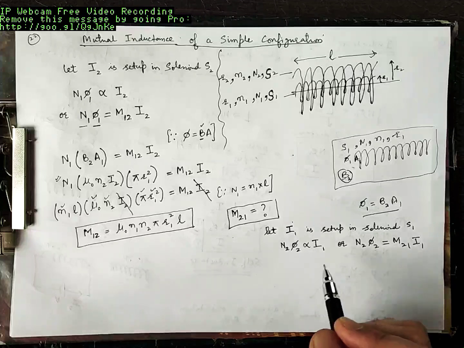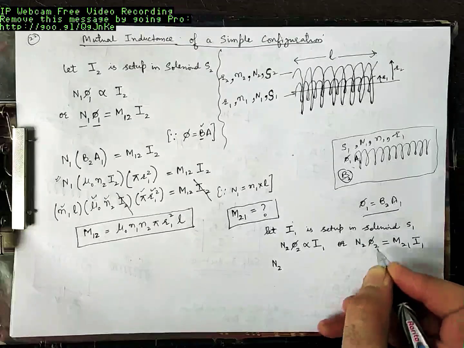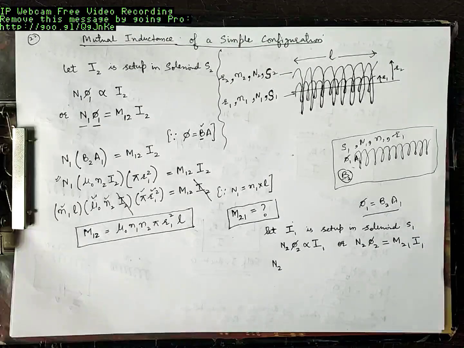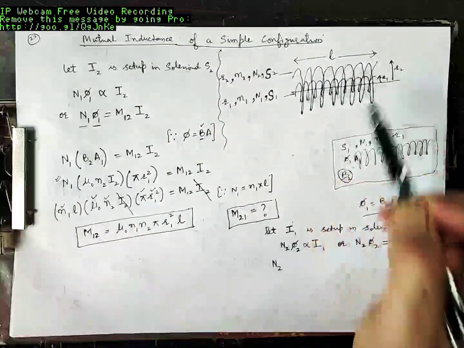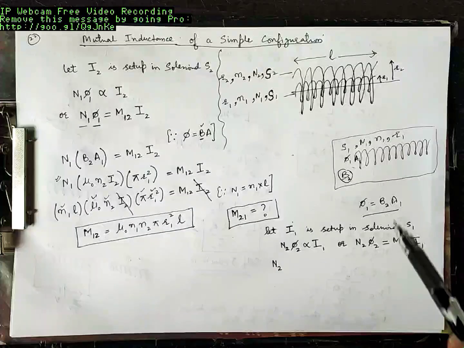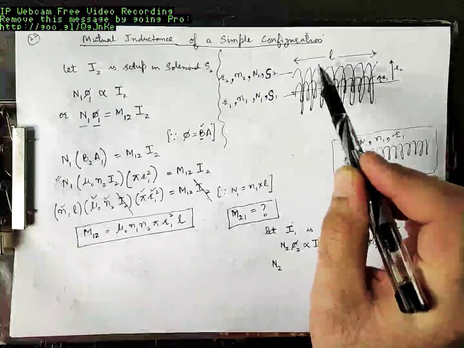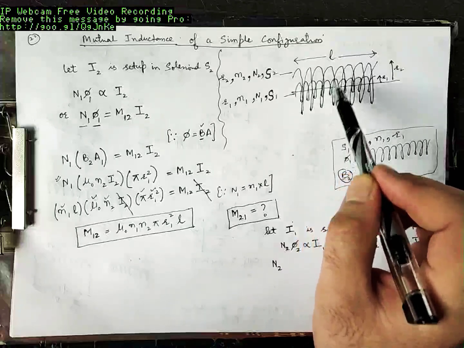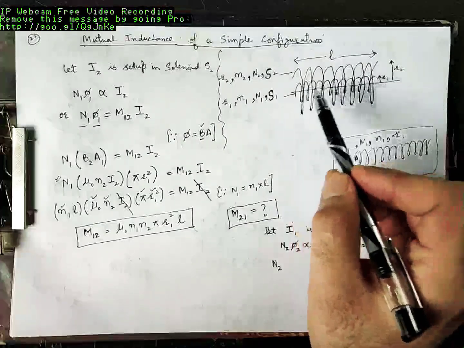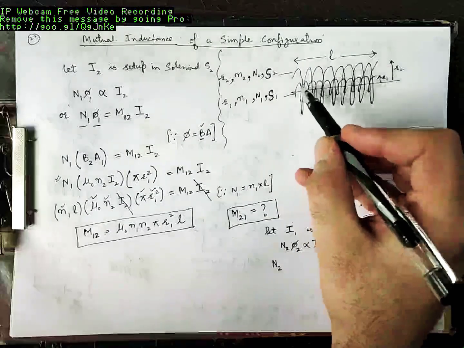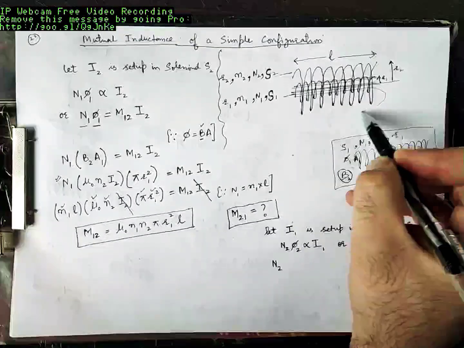Again now here, concentrate a bit here. This is N2 phi 2. What is phi 2? Phi 2 is the flux that is passing through coil S2. But current is only now flowing. We are assuming there is no current in S2. Current is only in S1. When current is only in S1, it will produce a flux. That flux will pass through S1. It will flow something like this. It will come back through here.